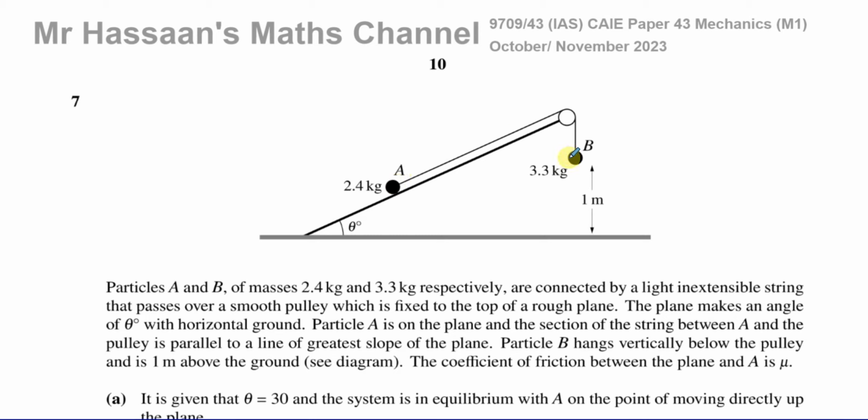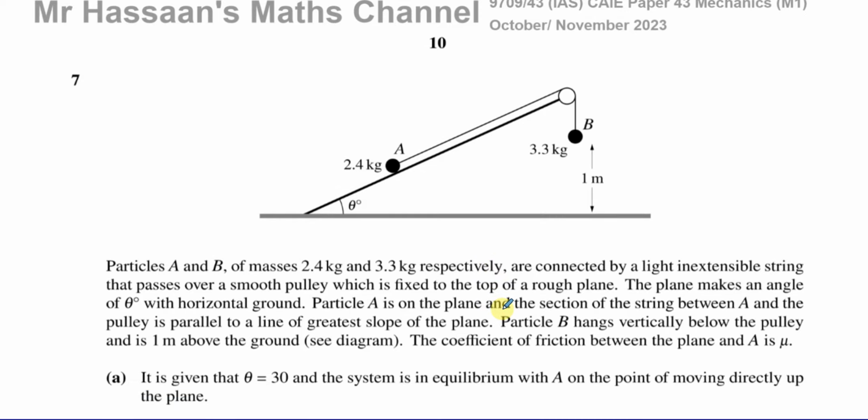Particle B hangs vertically below the pulley and is 1 meter above the ground as shown in the diagram. The coefficient of friction between the plane and A is mu. It is given that theta is 30 degrees and the system is in equilibrium with A on the point of moving directly up the plane. So there's a few things that we need to understand.